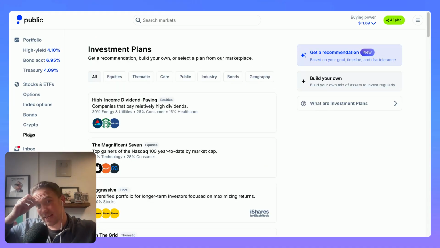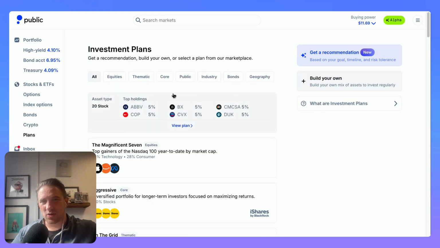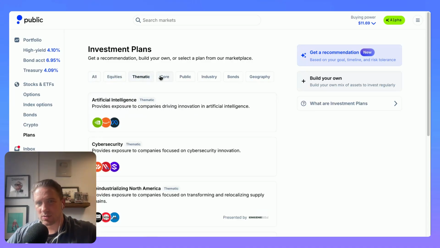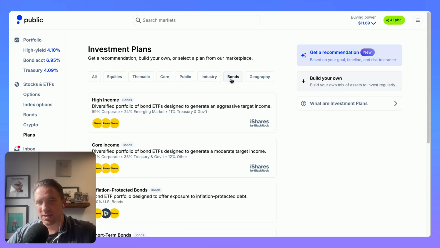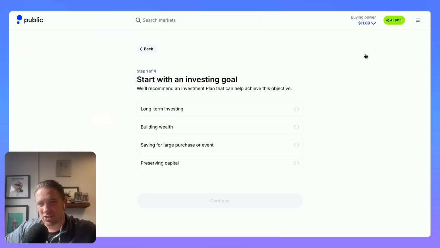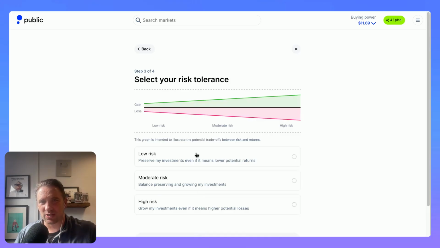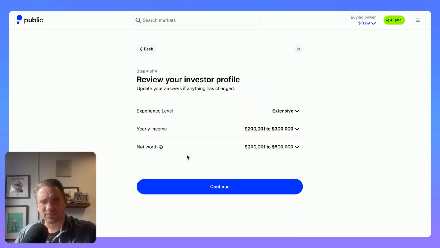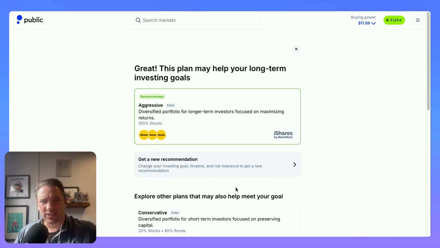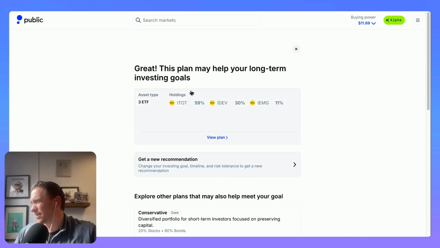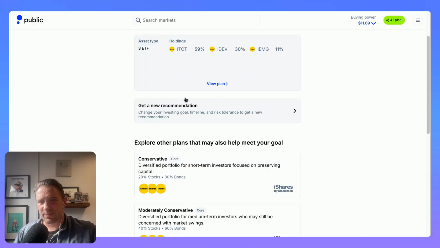So click plans again to get back, and you can go through all of them. You've got these tabs too, so you can really push through them. And in the bonds concept, you click bonds, and you've got bond plans. You get a recommendation, fill out a few very quick and simple terms, and it's going to generate you a really unique plan. Let's do high risk. Let's do continue. And great, this plan may help your long-term investing goals. So here's a plan that they built for me.